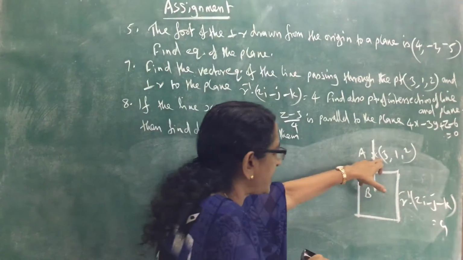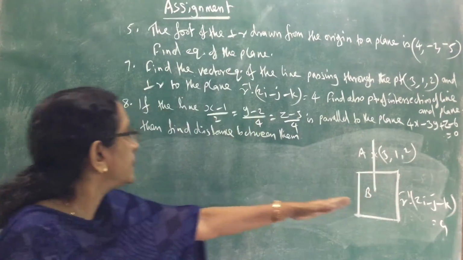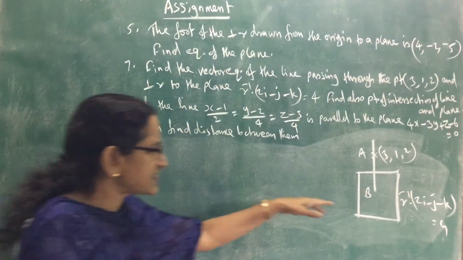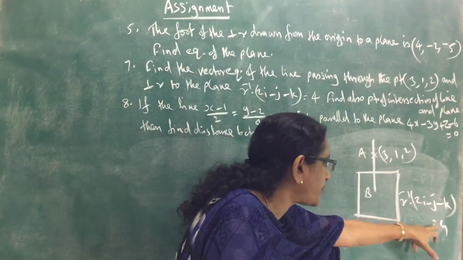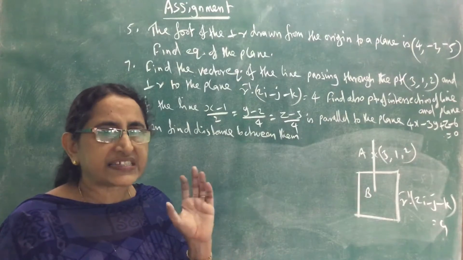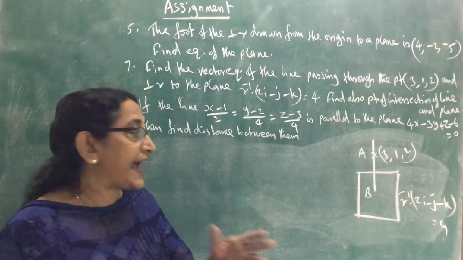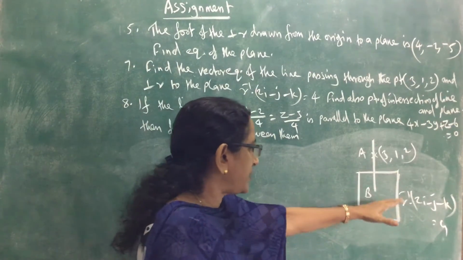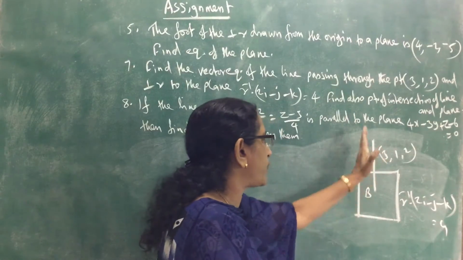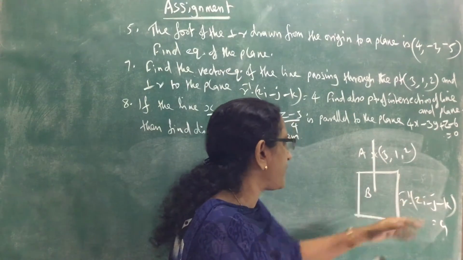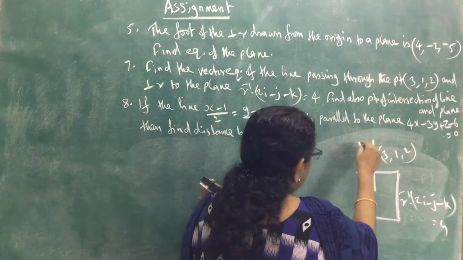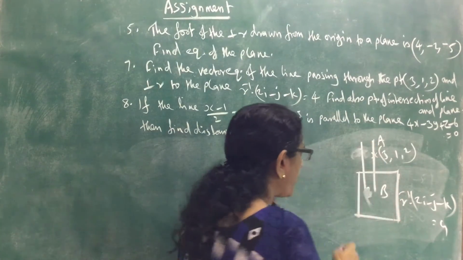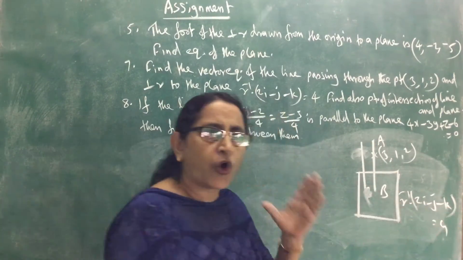So we know point A, and B is the foot of the perpendicular. The equation of the plane is given. Using this equation of the plane, r dot vector n equal to d, that is the general form of the equation of a plane. In that, this vector n is a normal vector to the plane. We want to find the equation of AB, and this 2i minus j minus k is a normal vector to the plane.